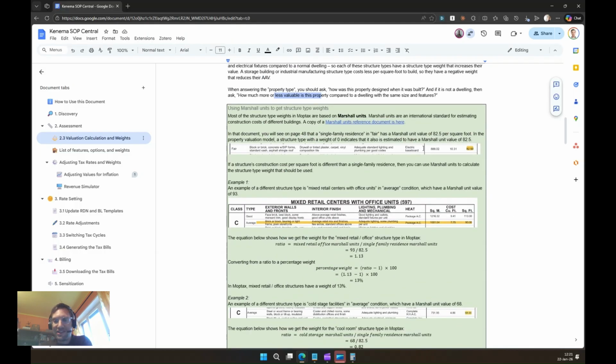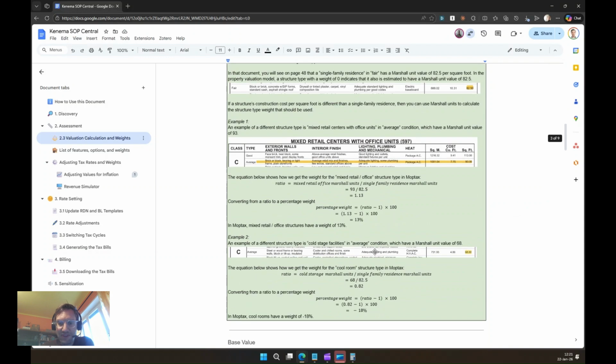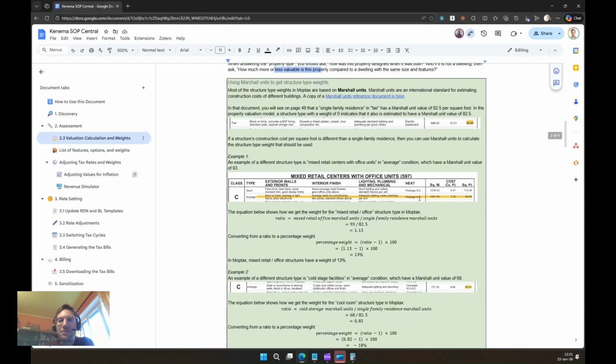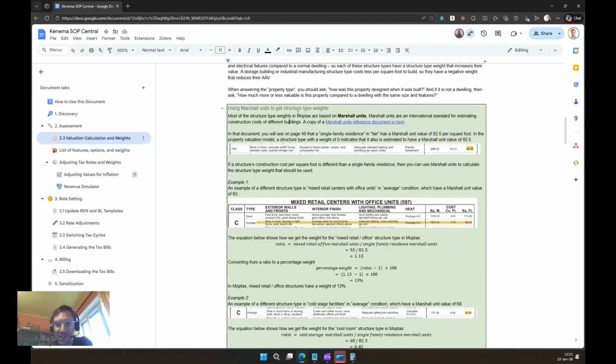Now, this section here in the guidance notes, I won't go into it in very high detail, but it explains how the existing weights are largely based on something called Marshall units. Marshall units come from a large manual. You can read it here if you click on the link. And basically it's a ratio. We use the Marshall units, which give us how much the cost is per square foot for different types of buildings. So this explains, the cost per square foot for a single family residence in Marshall units is 82.5.